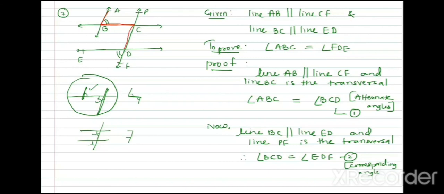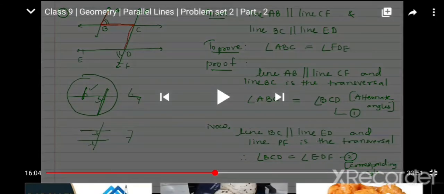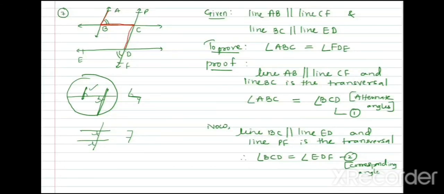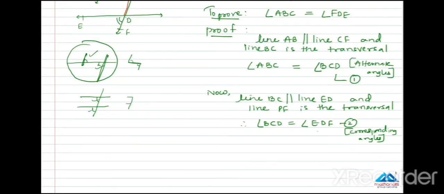सो फ्रॉम 1 and 2 अगर बी सी डी ए बी सी के इक्वल है और बी सी डी ई डी एफ के भी इक्वल है, सो बोथ द एंगल ए बी सी एंड ई डी एफ इज इक्वल्स टू ईच अदर, जो कि हमको प्रूव करना था. सो वी विल टेक फ्रॉम 1 and 2, from 1 and 2, if BCD is the common angle in both the equation, so we can write easily from 1 and 2 ABC is equals to EDF. ABC is equals to EDF, जो कि हमको प्रूव करना था from 1 and 2.